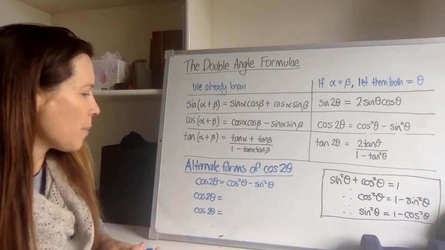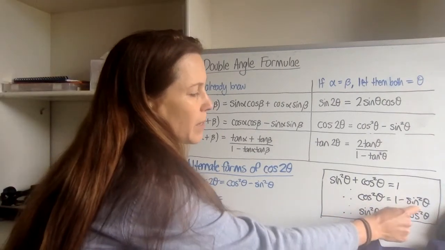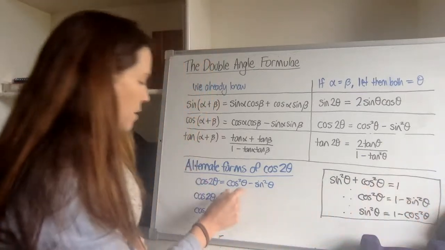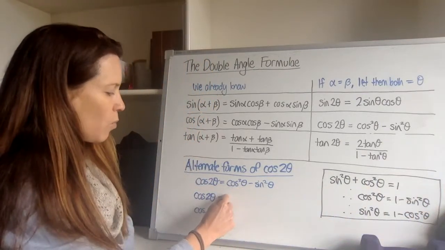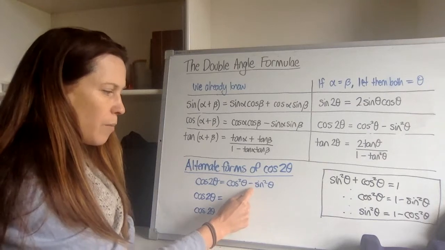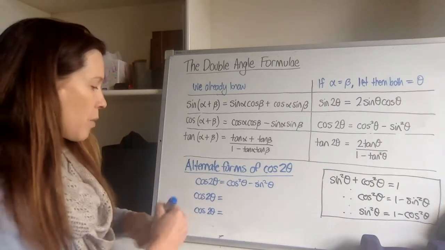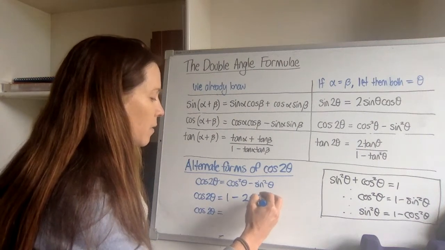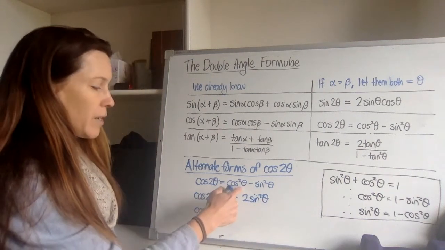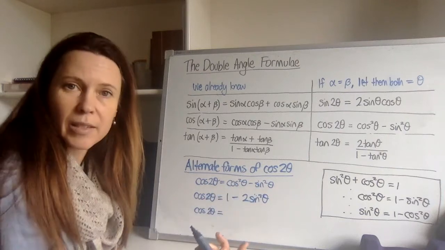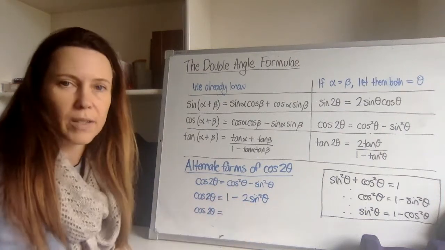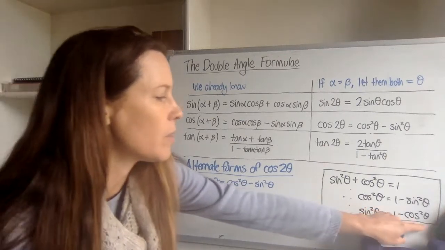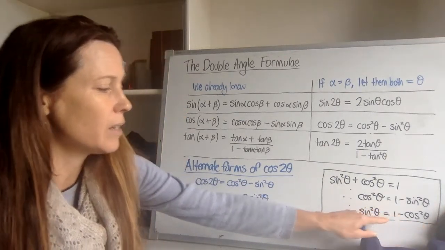So let's think, what would happen if we subbed in 1 minus sine squared theta, because that's the same as cos squared theta, if we subbed that in here? Well, we'd get 1 minus sine squared theta minus sine squared theta, wouldn't we? So what we would have is 1 minus 2 sine squared thetas. Okay, does that make sense? Because we've got 1 minus sine squared theta there, minus another sine squared theta, so we're subtracting 2 lots of sine squared theta.